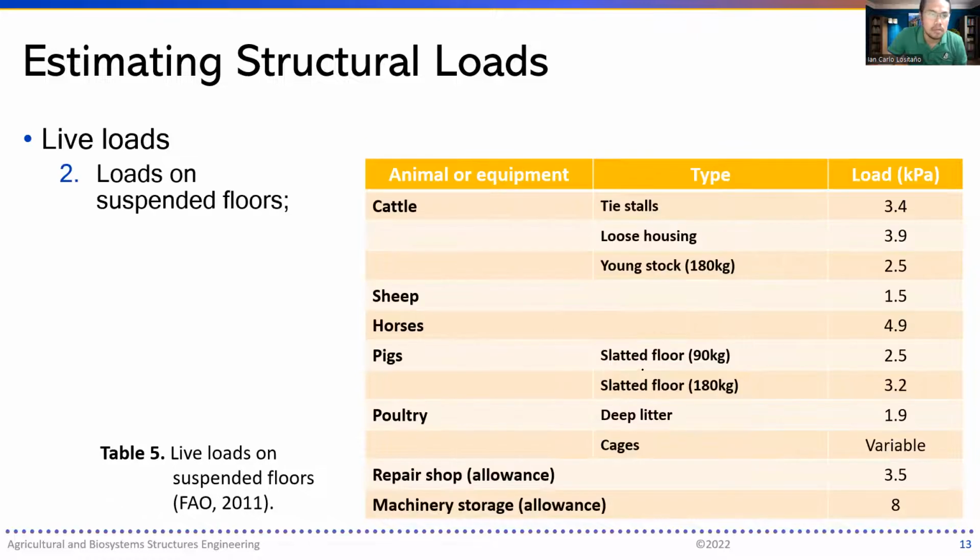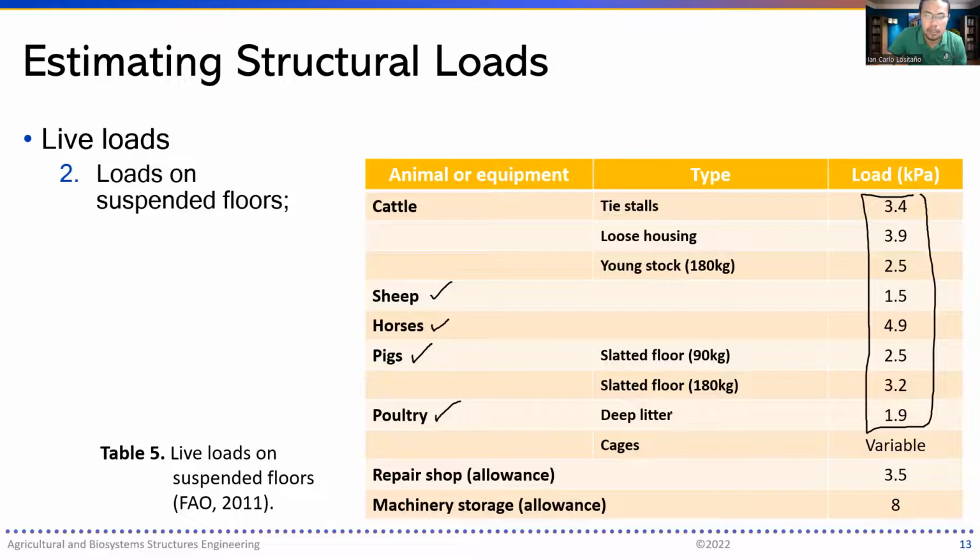Now, the loads on suspended floors. You have the load of the animals or equipment. This is dependent on the machinery. One has to look into the specifications of an equipment to determine the weight. And for the animals, these are identified using known loads or assumed loads for tie stalls, for loose housing, for young stock. That's 180 kilograms. These are for cattle, and then you have also for sheep, for horses, for pigs, for poultry.